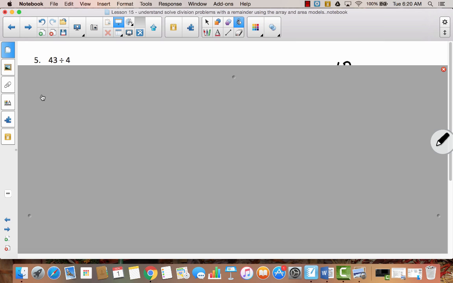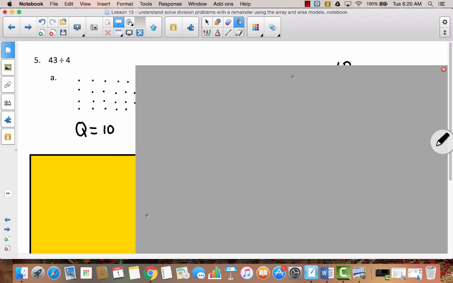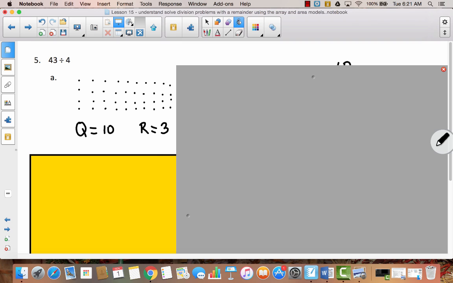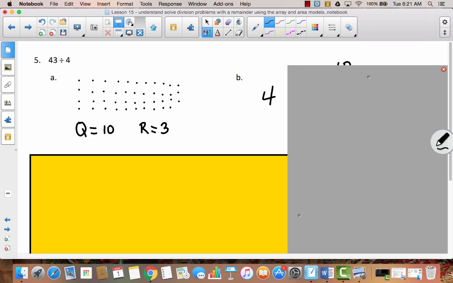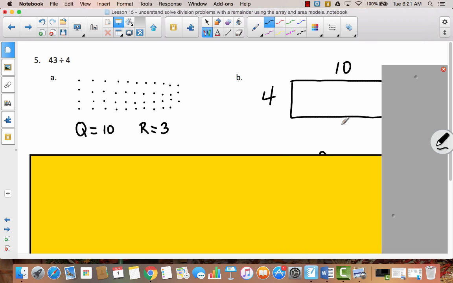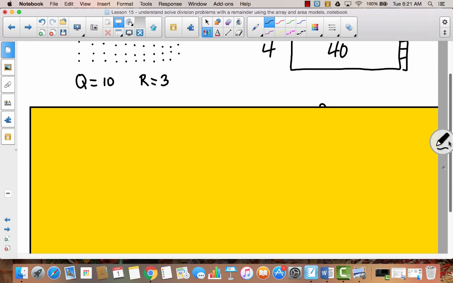That means we have 43, and we're going to put it into groups of 4. So we have 4, 8, 12, 16, 20, 24, 28, 32, 36, 40, and then I had 3 left over. So that gives me 10 groups of 4, and that gives me a remainder of 3. So then when I drew my area model, I drew it with a width of 4, a length of 10, which gives me an area of 40, and then I had 3 left over. 1, 2, 3.